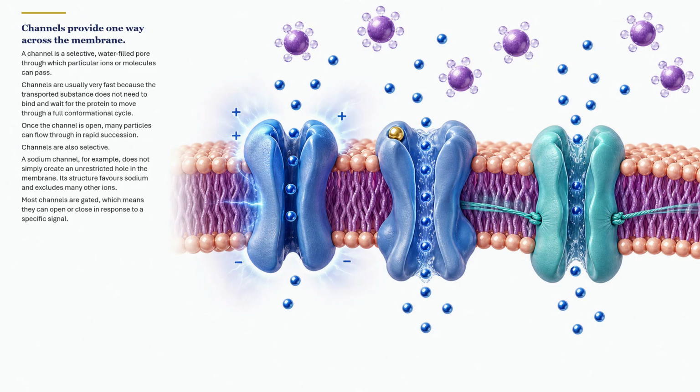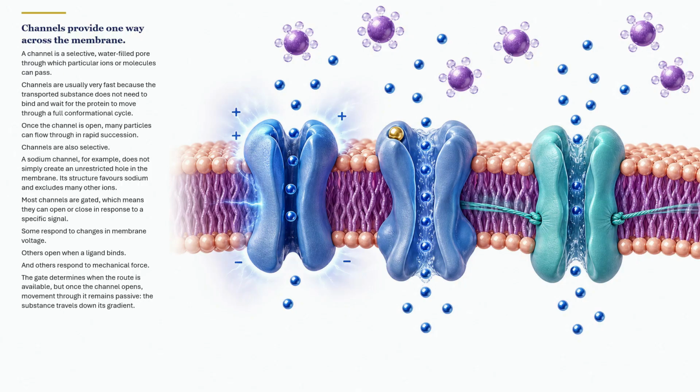Most channels are gated, which means they can open or close in response to a specific signal. Some respond to changes in membrane voltage. Others open when a ligand binds, and others respond to mechanical force. The gate determines when the route is available, but once the channel opens, movement through it remains passive. The substance travels down its gradient.